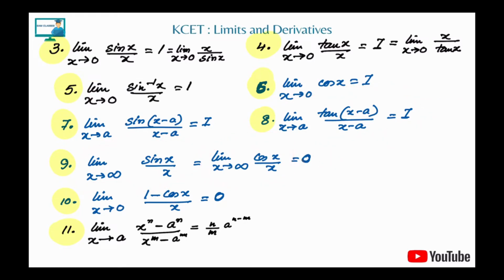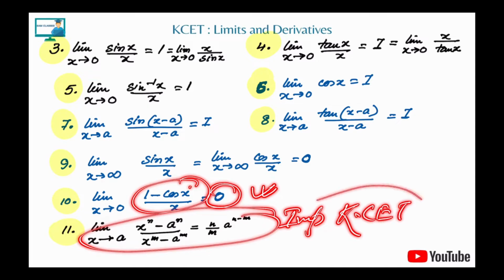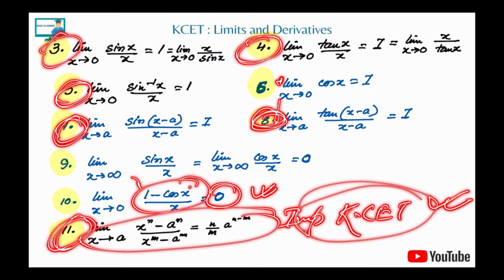Now limit x tends to 0, (1 minus cos x) by x is also 0. This formula is important for KCET. These formulas are important. This part is important. This part is also important for the KCET, and this part is also important. So these are the important ones for the KCET.